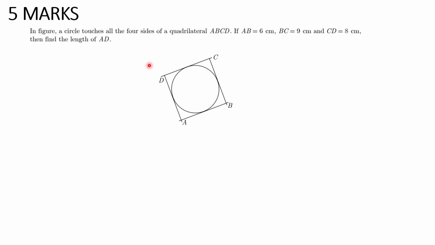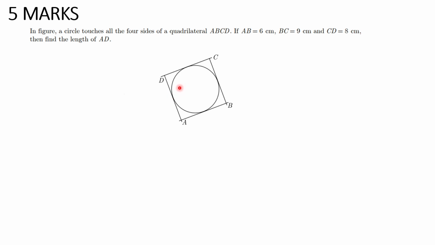In the figure, a circle touches all the four sides of quadrilateral ABCD. Touching means it must be a tangent to the circle. If AB is equal to 6, BC is equal to 9, CD is equal to 8, then find the length of AD. We have to find the length of AD.